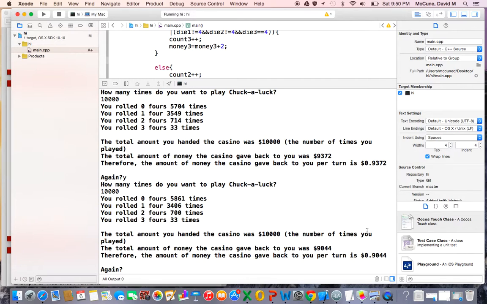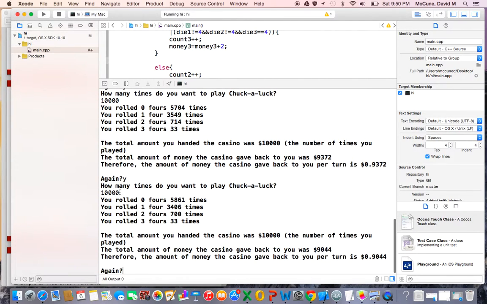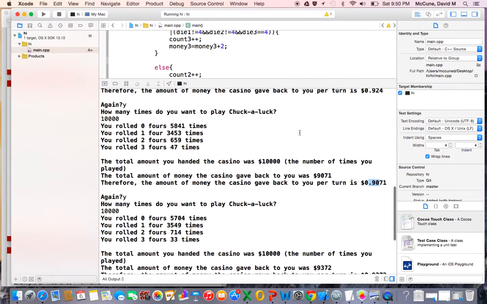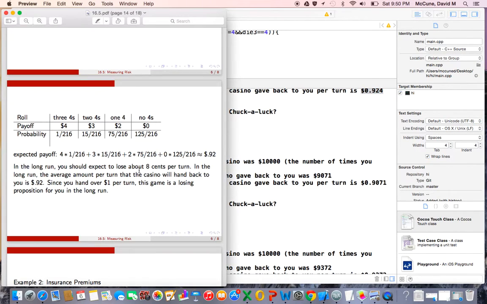Okay, notice these numbers from playing lots and lots of times, right? 10,000 times is in the long run. That's a lot of times played. These numbers here, this 90 cents, 94 cents, 91 cents or so, 92 cents, these numbers are not all over the place. They are very close to each other, and in fact, they are very close to this 92 cents that we got.